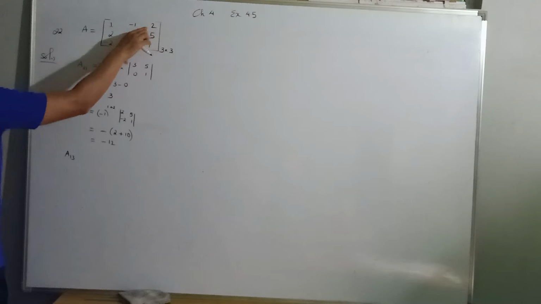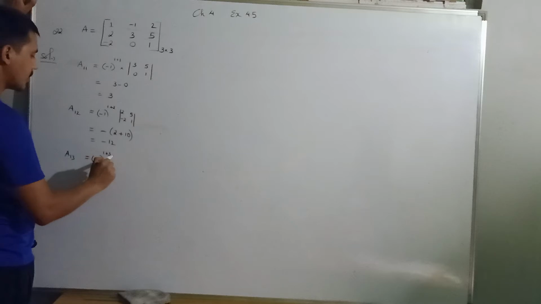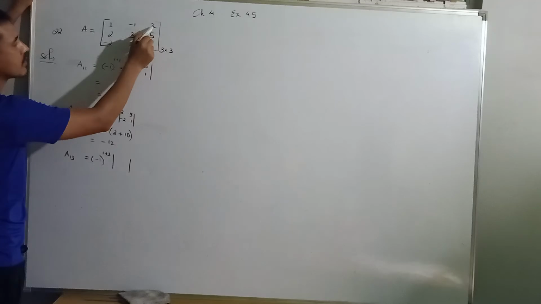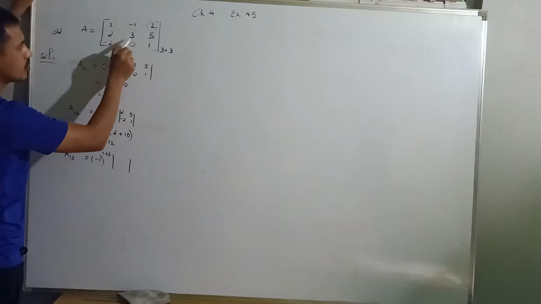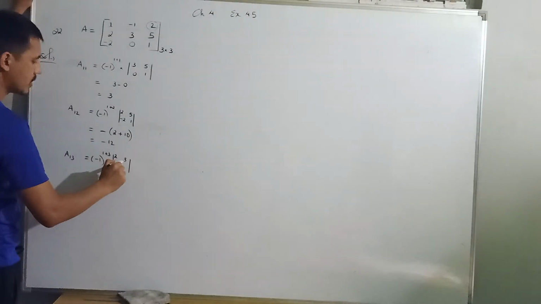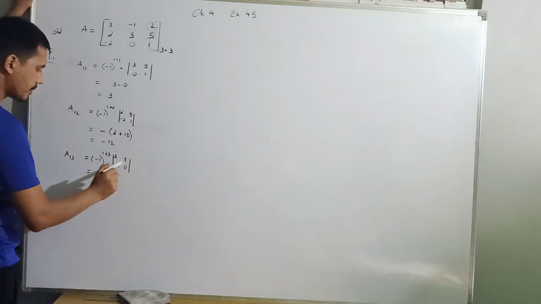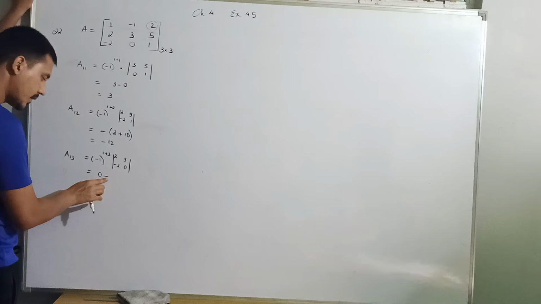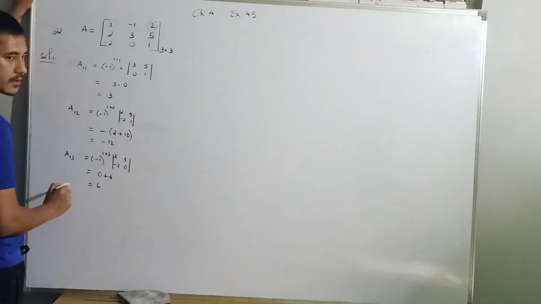Cofactor of the element 2: this element belongs to first row, third column. So A13, the definition says minus 1 to the power 1 plus 3, and then we take the determinant neglecting the row and column in which this element lies: 2, 3, minus 2, 0. Minus 1 to the power 4 is positive. So 2 times 0 is 0, minus minus 2 times 3 is minus 6, so plus 6. So 6.